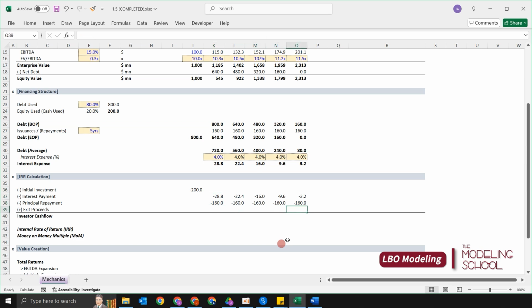And lastly, the exit proceeds. How much are the investors going to receive upon exit? It should be the equity value, because debt has already been paid, and we're assuming the private equity makes a 100% stake acquisition, so the company has recovered 2.3 billion. So investor cash flow should be the sum of these cash flows.